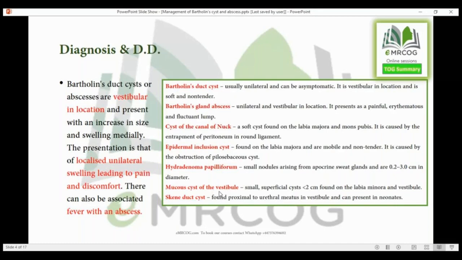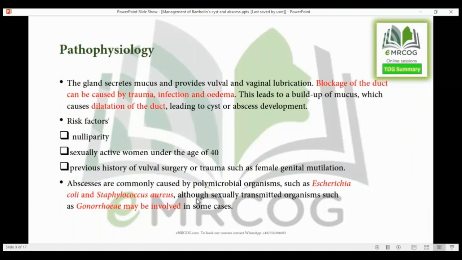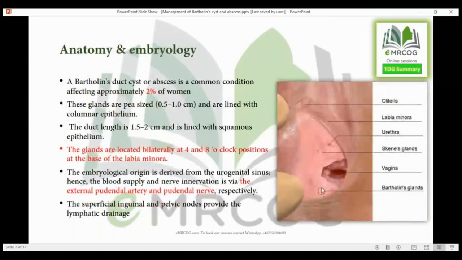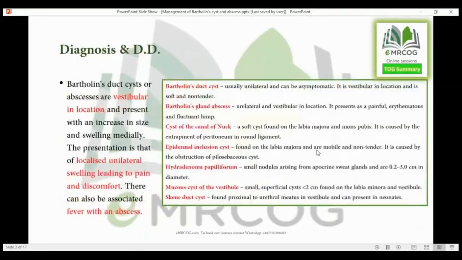Mucous cyst of the vestibule is also one of the superficial cysts that can happen in the labia minora or the vestibule. Skene duct cyst, which is a very important one, will usually be found proximal to the urethral meatus, not in the same site as the Bartholin cyst. It will be here, next to the urethra. It also will happen when you have an inflammation in the Skene duct, or inflammation in the gland itself. But its site is very, very characteristic, so I don't think you are going to misdiagnose this.